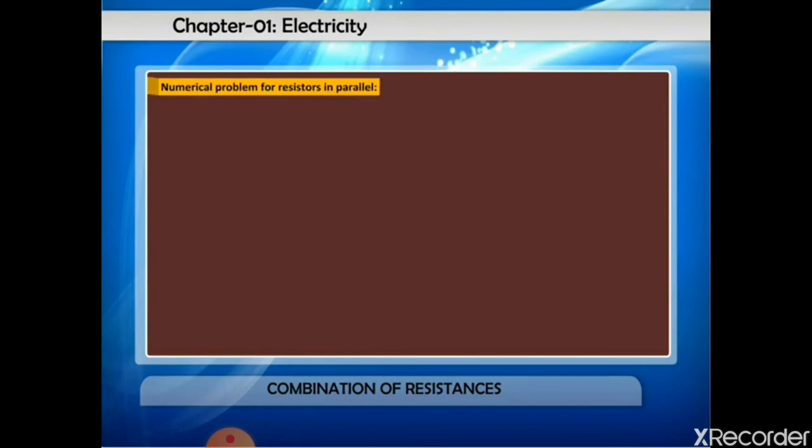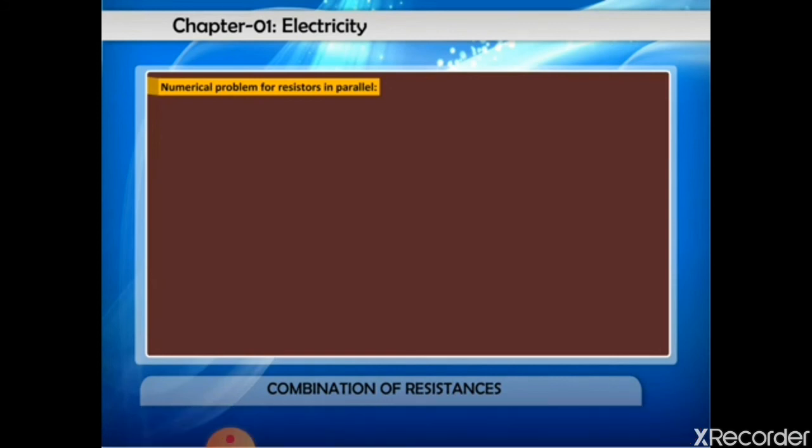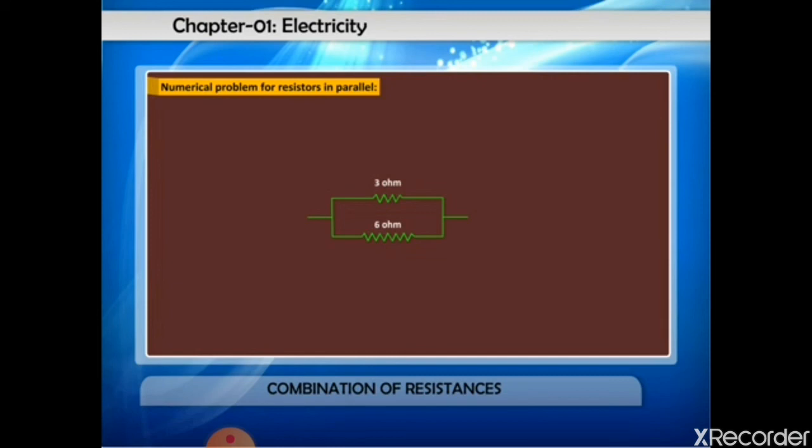Now we would solve a numerical problem for resistors in parallel. Calculate the equivalent resistance when two resistances of 3 ohm and 6 ohm are connected in parallel. Here we have two resistances of 3 ohm and 6 ohm which are connected in parallel as shown on the screen. Now we want to find out their equivalent resistance or resultant resistance. We know that when two resistances R1 and R2 are connected in parallel, then their equivalent resistance R is given by 1 by R equals 1 by R1 plus 1 by R2.